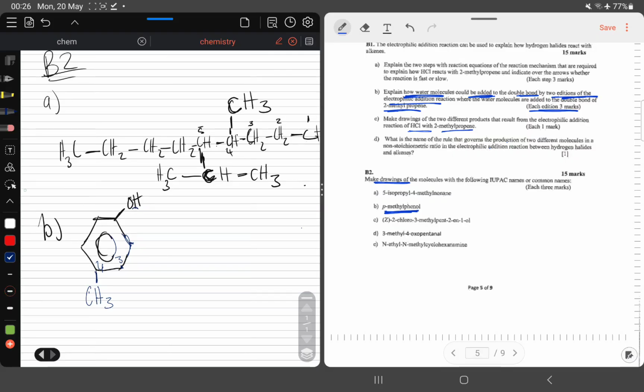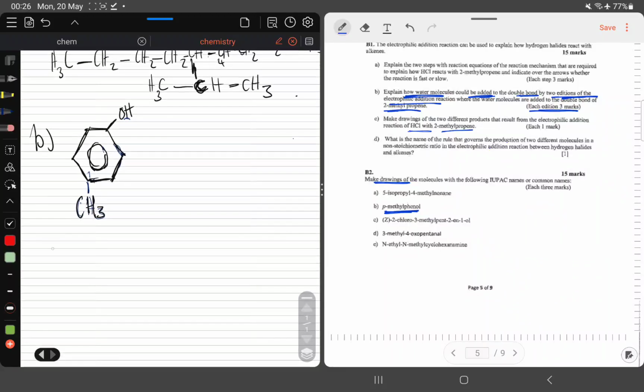Ortho is for position 1 and 2, meta position 1 and 3, then para position 1 and position 4. And that is what you are going to have. And this is it. Okay, this is it. Number B. And then we can go to number C.